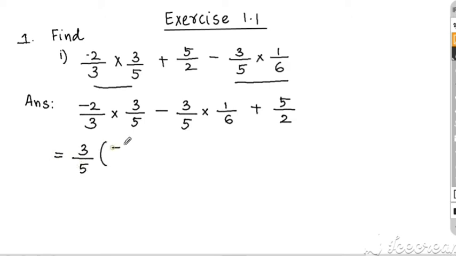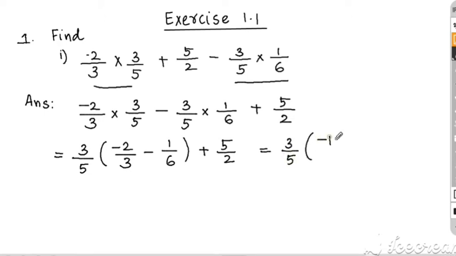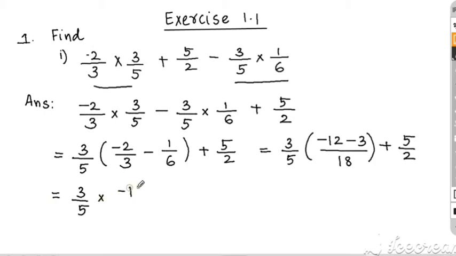Okay, so from the first and second term you can take 3 by 5, so that is equal to 3 by 5 times negative 2 by 3 minus 1 by 6 plus 5 by 2. Then you have to do cross multiplication inside the bracket. So you will obtain 3 by 5 times negative 2 times 6 is negative 12 minus 3 times 1 is 3, divided by 18, 3 times 6, plus 5 by 2. So that is equal to 3 by 5 multiplied by negative and negative, so you have to add and put the same sign, so you will obtain negative 15 by 18 plus 5 by 2.